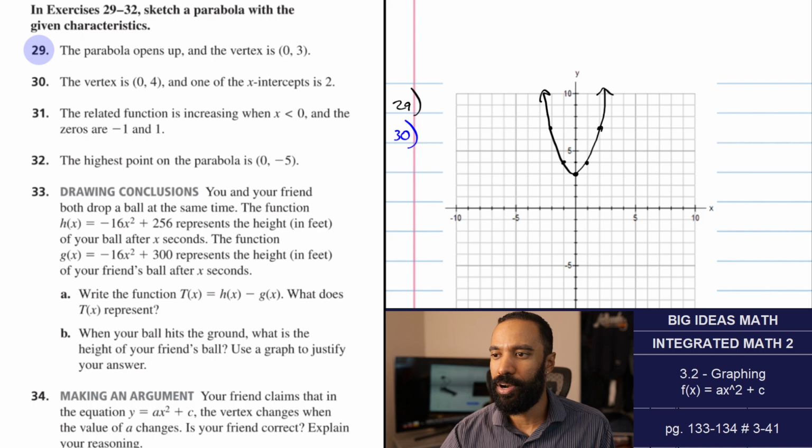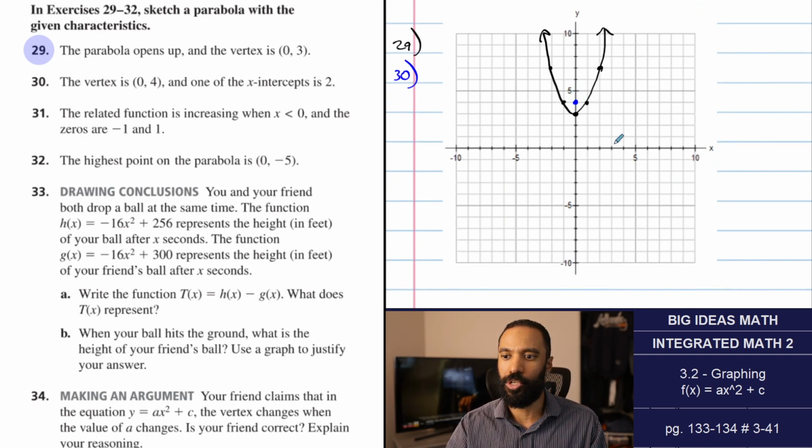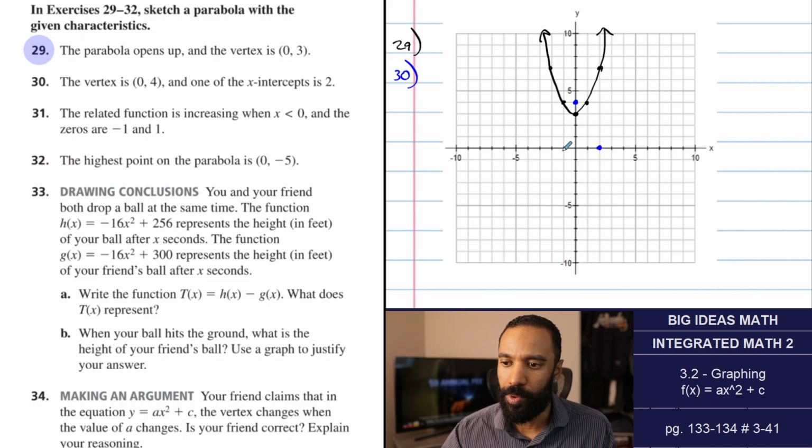All right, so number 30, we're at 0, 4, and one of the x-intercepts is 2. Now, if we hit 2, that means we also hit negative 2 right here. They don't ask us what the rest of this graph is, but 2 away is 4 down, which means this is a standard graph.